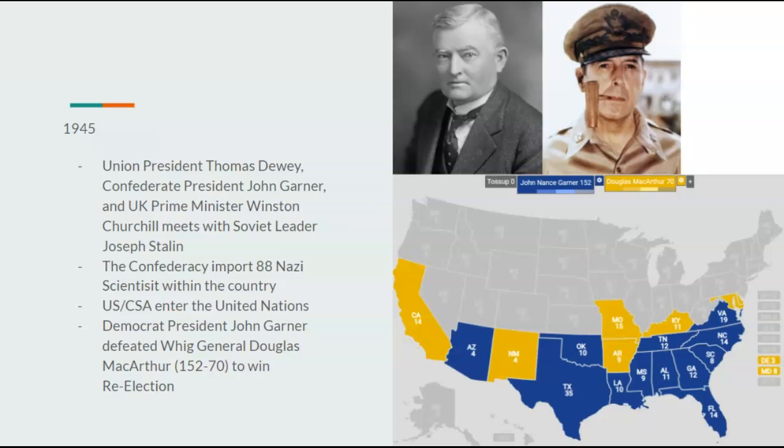We also have the 1945 Confederate election. Democrat President John Garner defeats Whig General Douglas MacArthur. Essentially, I would imagine, there will be articles saying that Garner holds no hard feelings against MacArthur for running against him. He would do the same in his shoes, so there's really no bad blood between the two. But Garner would still win. Very popular president John Garner is. If I had to put an approval on him, I'd say 66 to 68. But he wins 152 to 70 to win re-election.